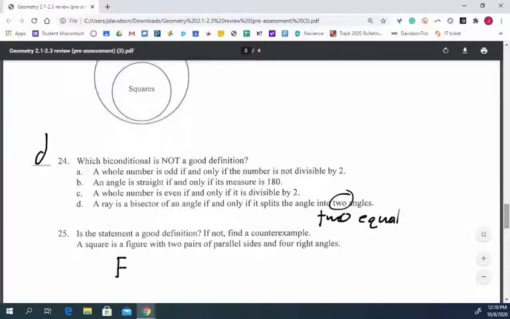A square is a really specific quadrilateral, right? It's got four sides that are exactly the same, and four angles that are exactly the same. So this is false. A counterexample would be, what other shape has two pairs of parallel sides and four right angles? A rectangle. A rectangle would be your counterexample.